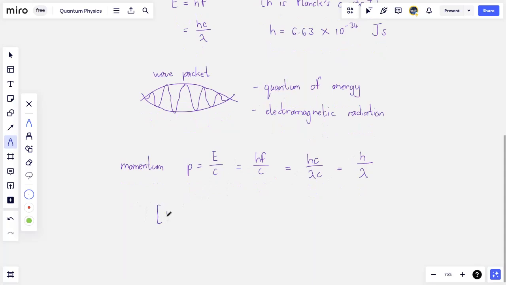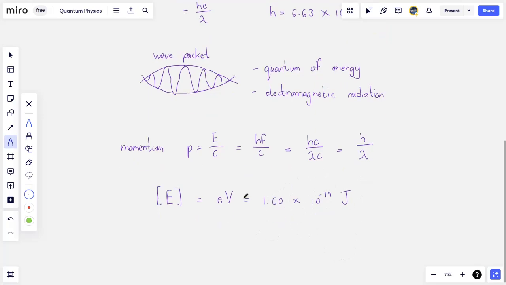Now, the units that we're going to use, and I represent the units of measurement with a square bracket, for energy, is going to be the electron volt. So we're going to move away from the joule. If you recall, 1 electron volt is equivalent to 1.6 times 10 to the minus 19 joules. Because we're working with small objects, photons are tiny particles, they have tiny energies, so it becomes more convenient to work with the electron volt rather than the joule.